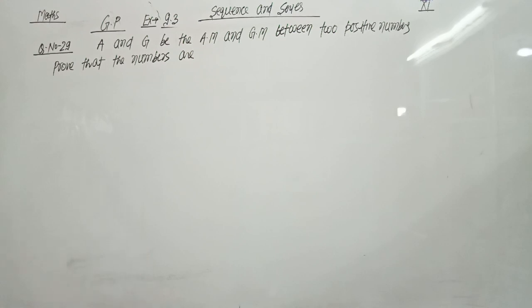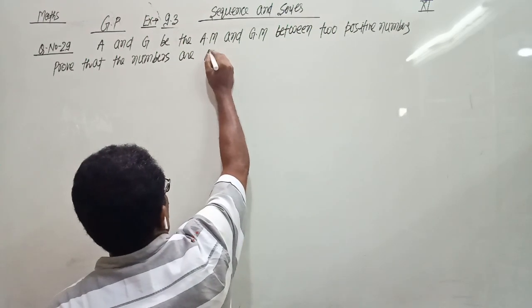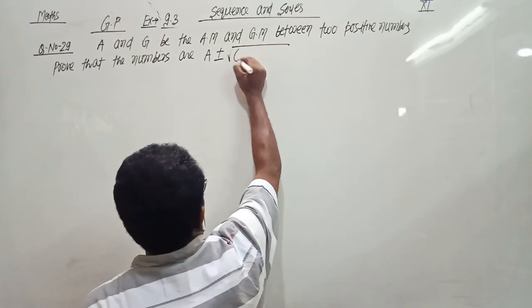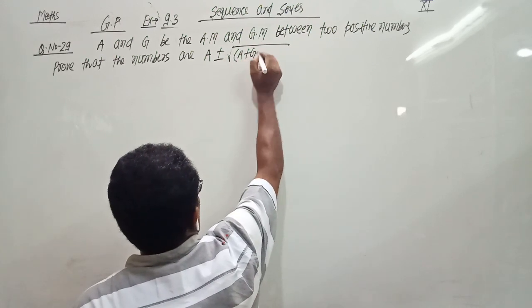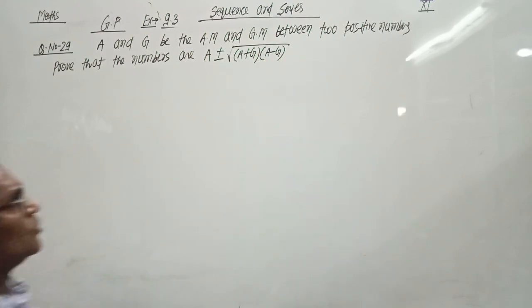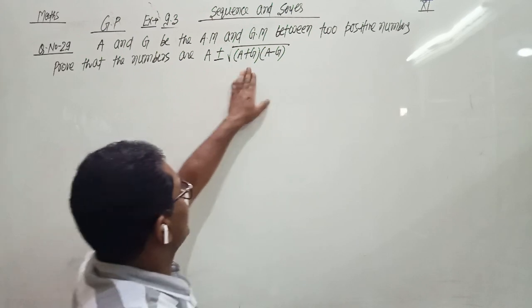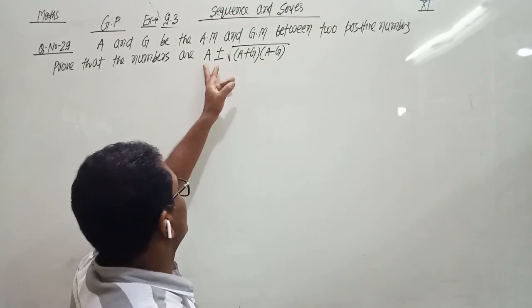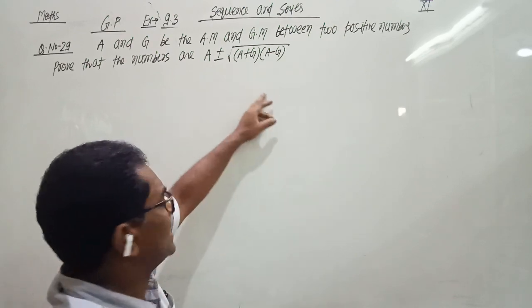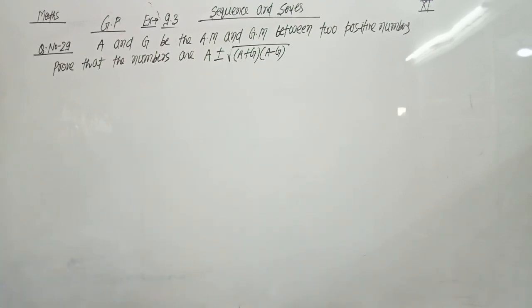A plus minus under root of A plus G into A minus G. Prove that the numbers are A plus minus under root A plus G, A minus G. Means one number is A plus root A plus G, A minus G, and the other number is A minus under root of A plus G, A minus G.